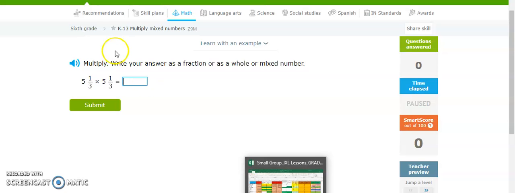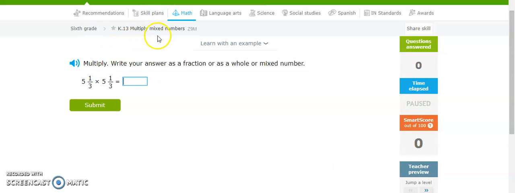Hey, sixth grade. So today we're working on K13, multiplying mixed numbers, and the shortcut is Z9M.